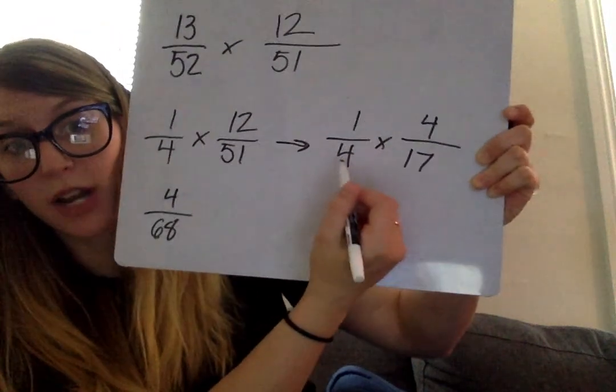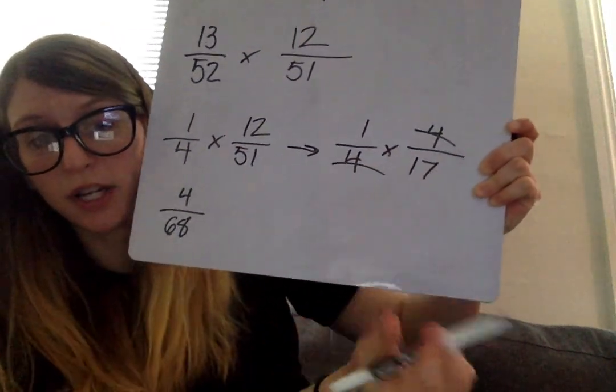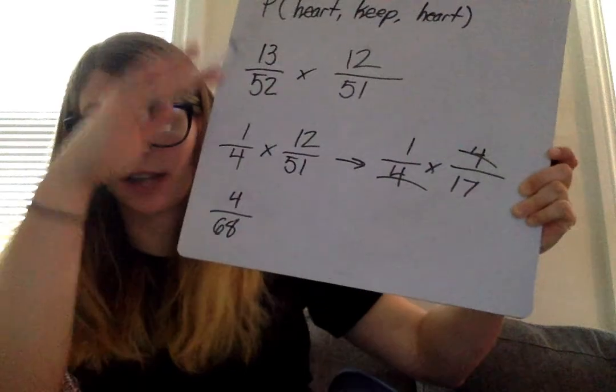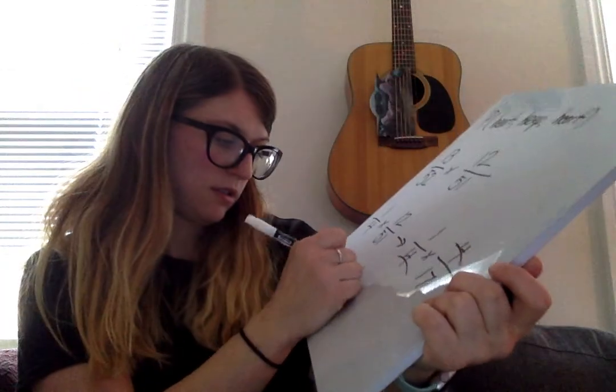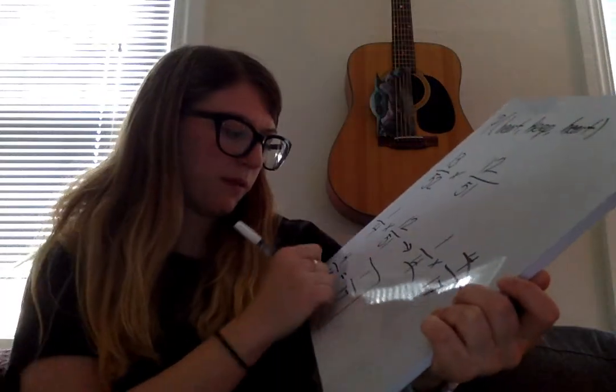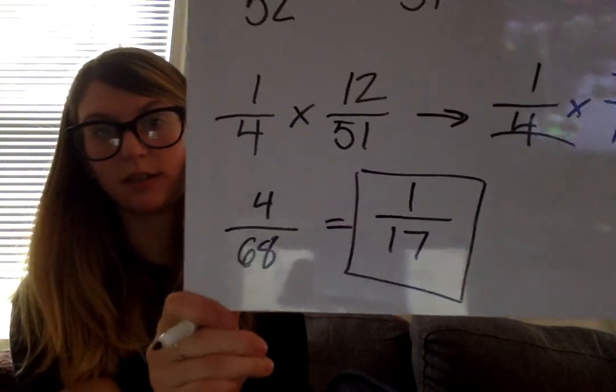If you noticed up here that I have a 4 here and a 4 here, I can cancel them out because they're diagonal from each other. And the most simplified version is 1 over 17. And again, I don't need it to be simplified.